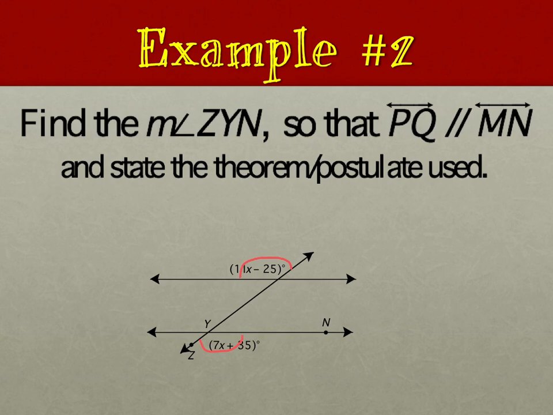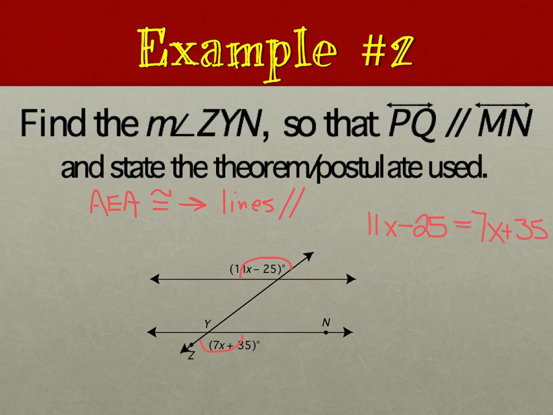So if I want to make these lines parallel, these are alternate exterior angles. And if they're congruent, then I would know the lines are parallel. Or parallel lines, whichever way you want to write it. So I'm going to find the value that's going to make them equal to each other. 11x minus 25 equals 7x plus 35. If the lines are to be parallel, then those two angles have to be congruent.